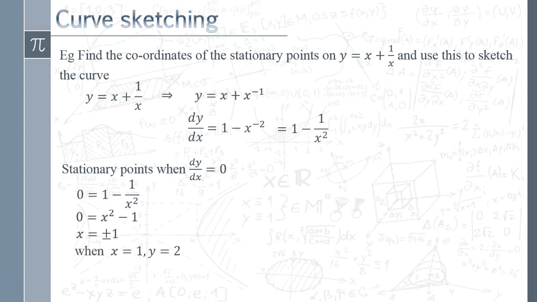When x is 1, y equals 2. So we've gone back and taken 1 and put it into here to find the y coordinate. Put minus 1 into here. And we get minus 1, minus 2. So there's our two stationary points.